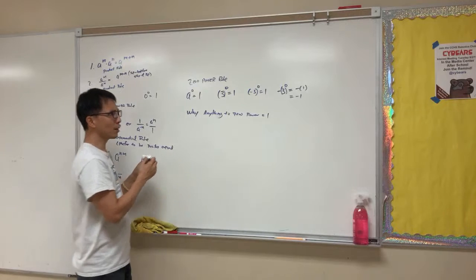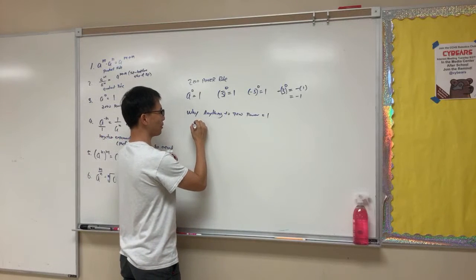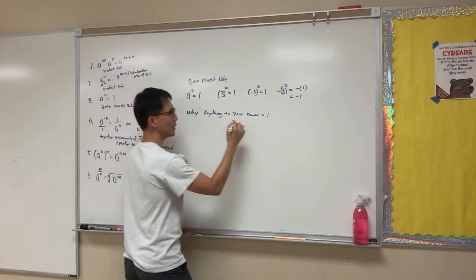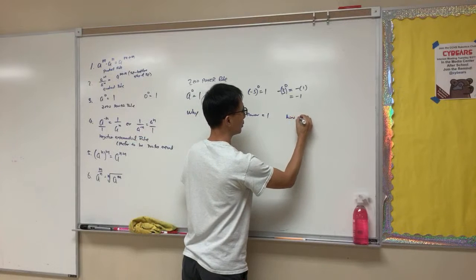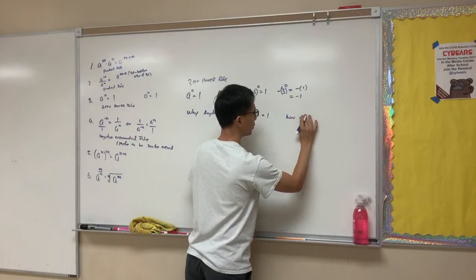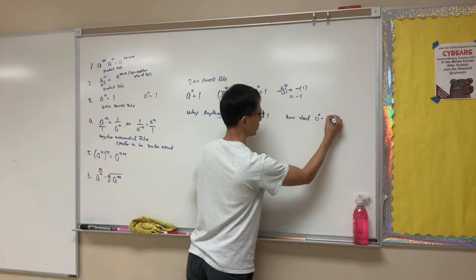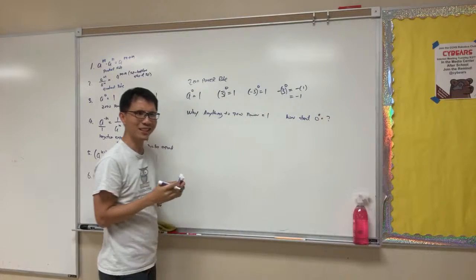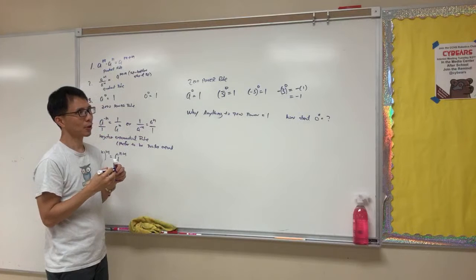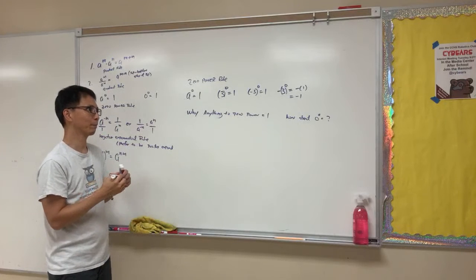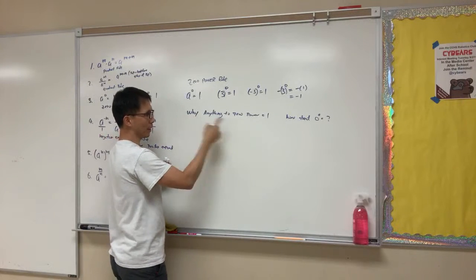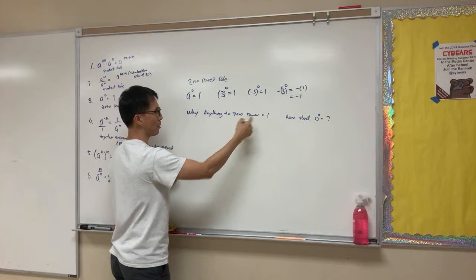And how about 0 to the 0 power? Why is that equal to 1? That doesn't even make sense. So you have to think about why. Now we'll start with why anything to the 0 power is equal to 1.